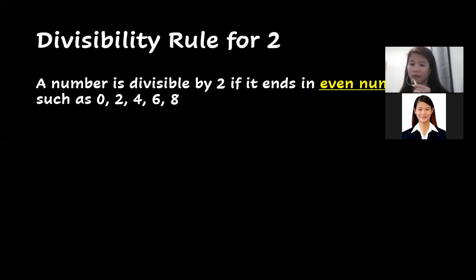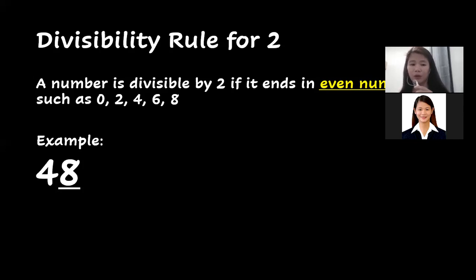Ano nga ba yung mga even number na tinatawag? Yun po ay yung 0, 2, 4, 6, 8. So titingnan lamang ang hulihan ng number. Kahit gaano kahaba, kahit milyon pa yung number na yan, titingnan nyo lang ang nasa dulo. Kung ang nasa dulo ay nagtatapos sa 0, 2, 4, 6, 8, ang number na iyon ay divisible by 2.